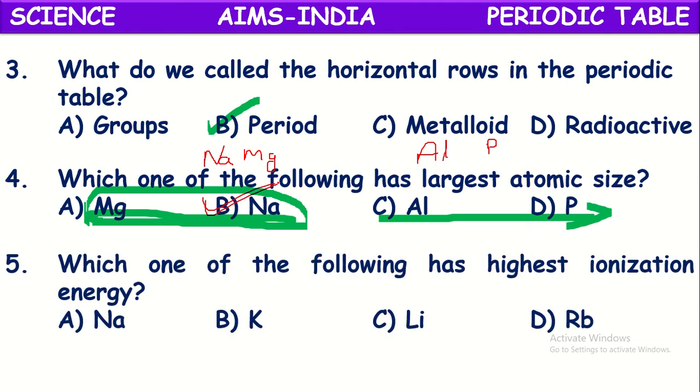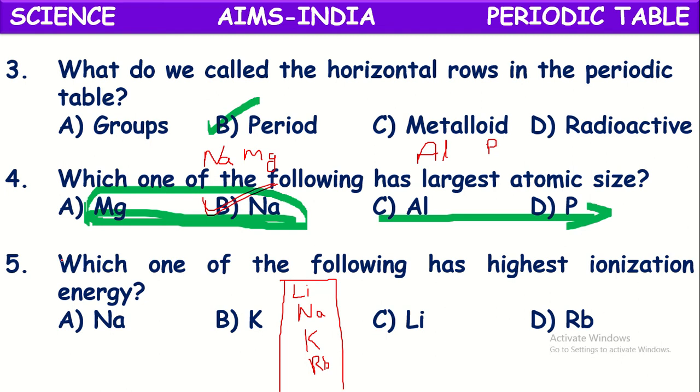Got it? Next one. Which one of the following has the highest ionization energy? Observe here also the relation between the elements given in the options: sodium, potassium, lithium, rubidium. What relation do they have? Yes, they all belong to the same group. These all are called alkali metals. They are present in the first group, isn't it? If we position those, first lithium and then sodium, next potassium and next rubidium. Of course, there will be cesium and francium also. These are the positions of the four elements in the first group of the modern periodic table.